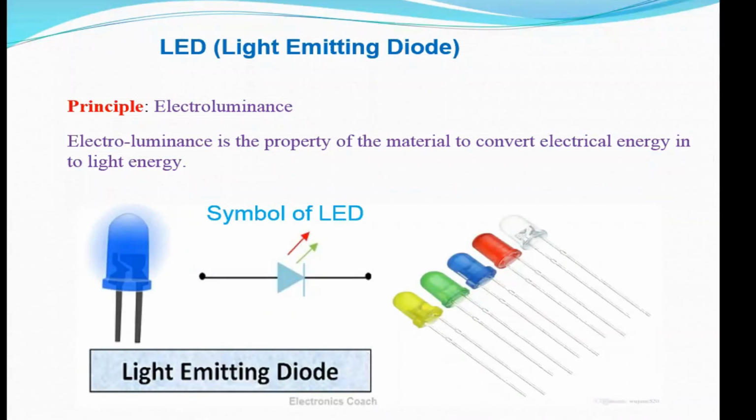Now in this diagram we can see the symbol of LED, which is just like a conventional PN junction diode. Apart from that, it is going to have arrows above the symbol indicating that it is going to emit light. So these are the different colors of LEDs available in the market. Now this LED, you can see here we are having a longer lead indicating that it is the anode, and will be having a shorter lead indicating that it is the cathode.